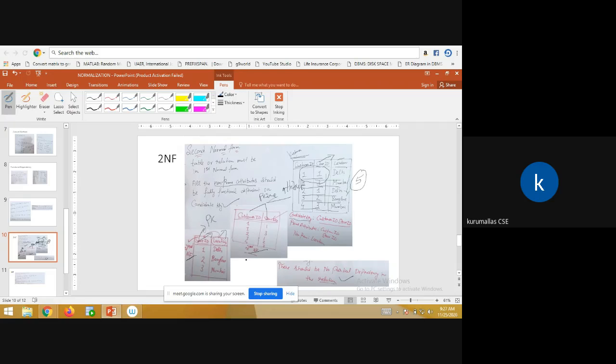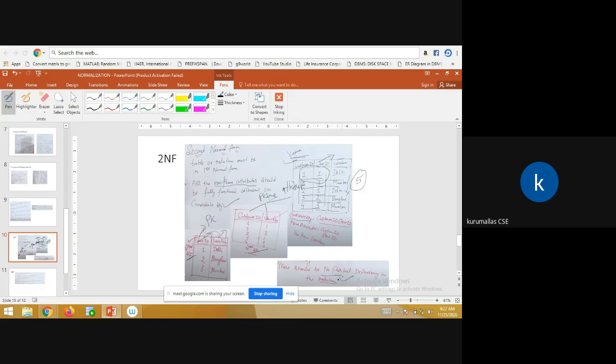So finally, if you decompose the entire table into two more tables without any problems, then we can say that these tables are in second normal form. Remember, all non-key columns are fully functionally dependent on the primary key, and there is no partial functional dependency.